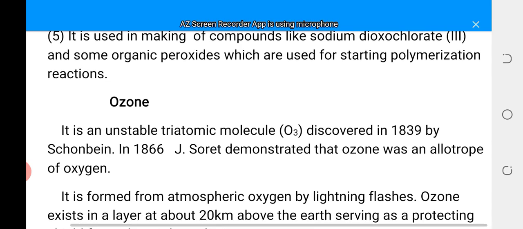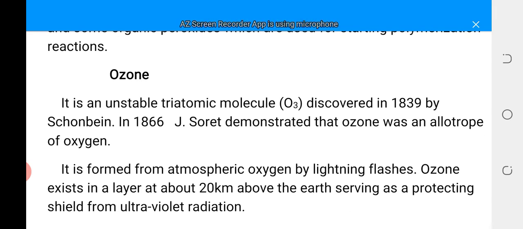So how is it formed? In the atmosphere, it is formed from atmospheric oxygen by lightning flashes when there is a thunderstorm. When the oxygen molecule is broken by the light, it forms atoms. One of the atoms will stand in the form of a radical and will go and join another oxygen molecule, so forming O3.